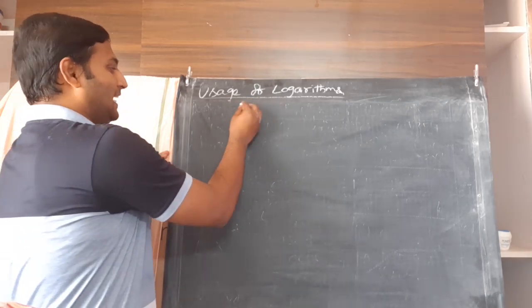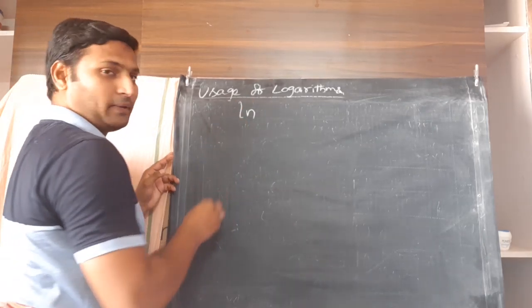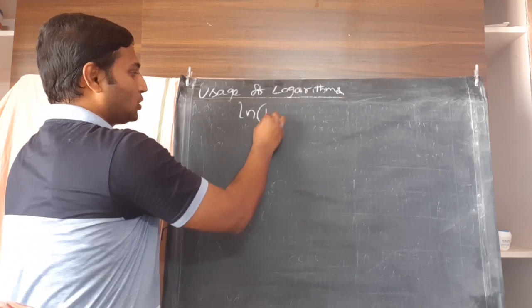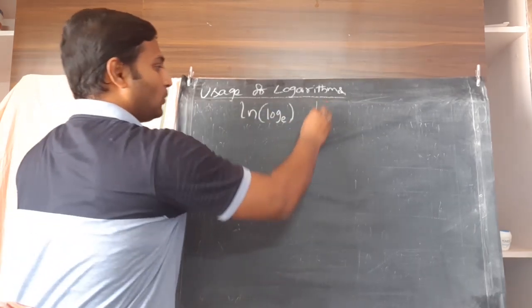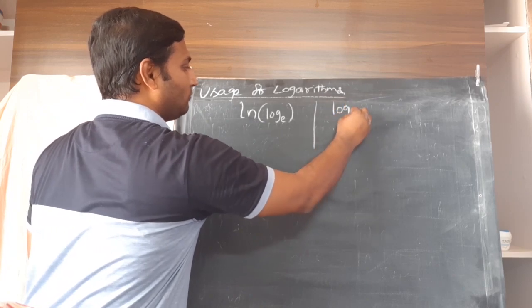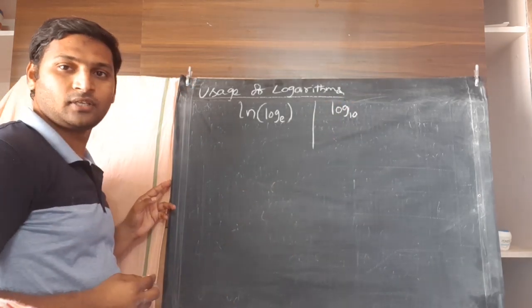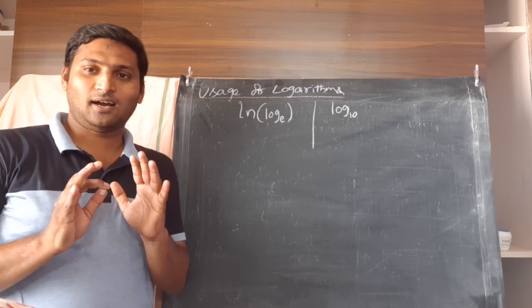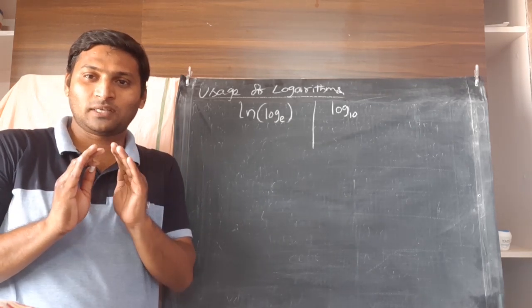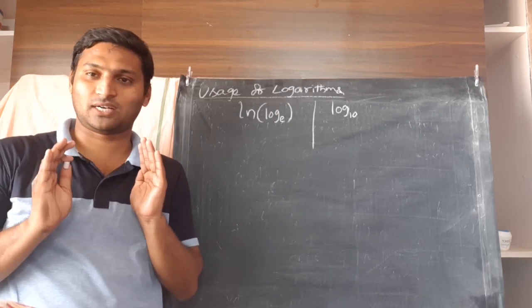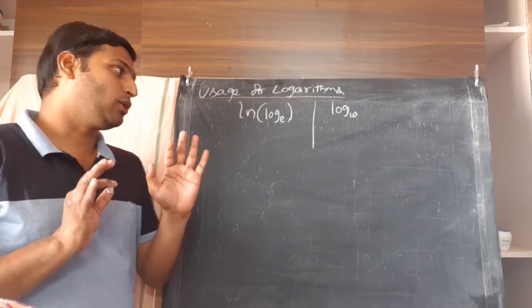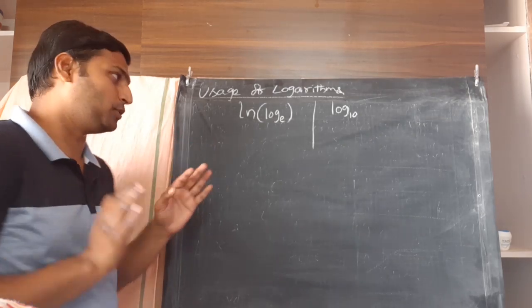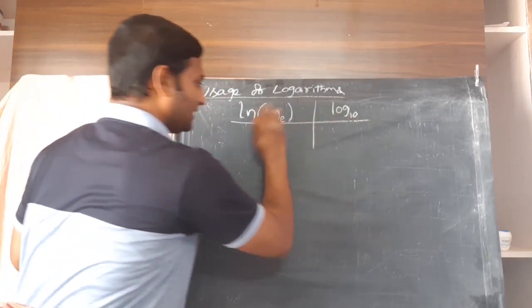One is natural logarithm, which is represented as ln, which actually means log to the base e. The other one is log to the base 10. See, I'm worried about how much is required to understand chemistry, that's all. Beyond that, only maths teachers can teach you better. So let me just quickly explain the difference between the two.